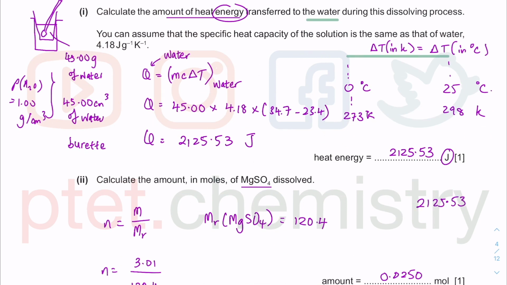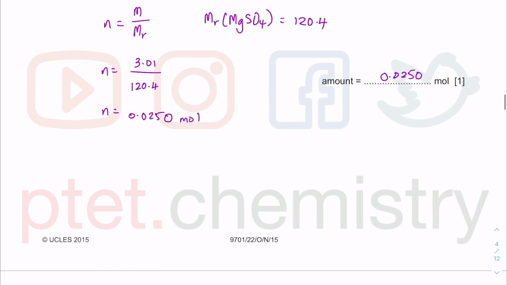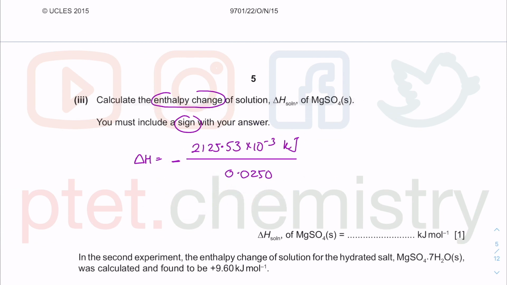2125.53 is in joule. So I divide by 1000. So I multiply by 10 to the minus 3, which is the same as divided by 1000. I'll convert that to kilojoule. I divide by the mole of the solid that reacted, and I have a negative in front for my enthalpy change. And then I'm just going to cut and copy it onto here. So this was my heat energy transferred, converted to kilojoule by dividing by 1000, or multiply by 10 to the minus 3. At the bottom was my mole of the solid that dissolved. So previous answer, 2125.53 divided by 1000, or times 10 to the minus 3, divided by 0.0250.